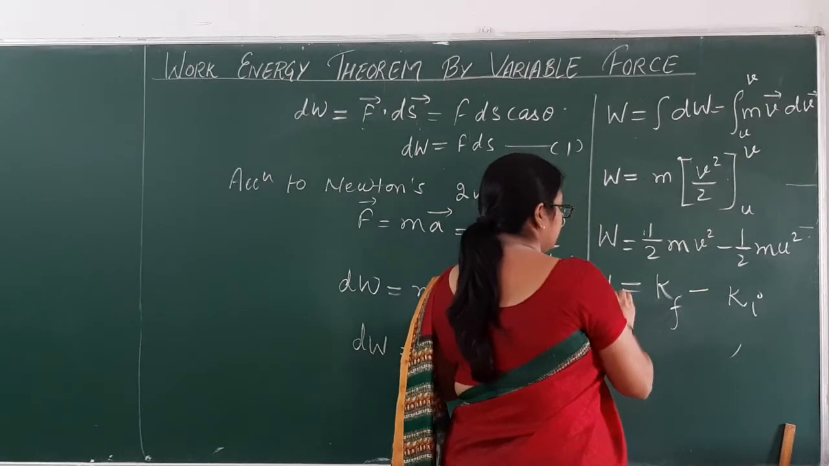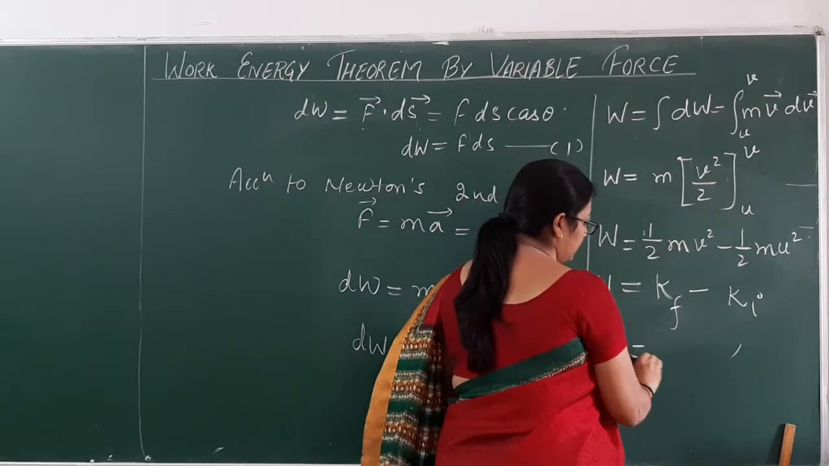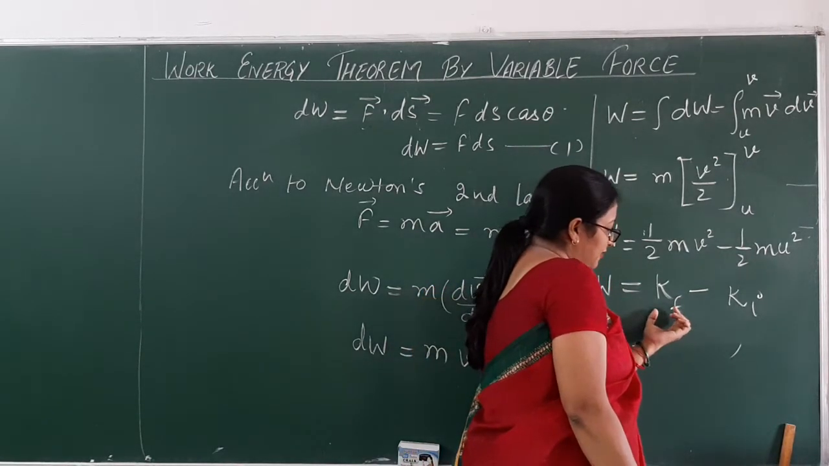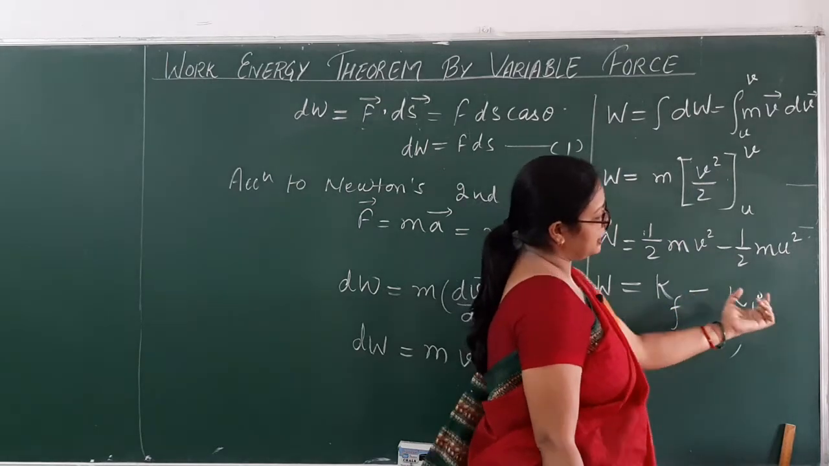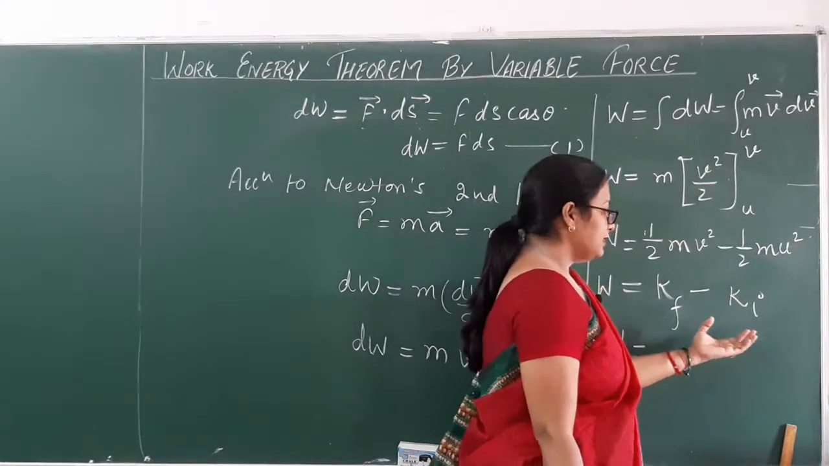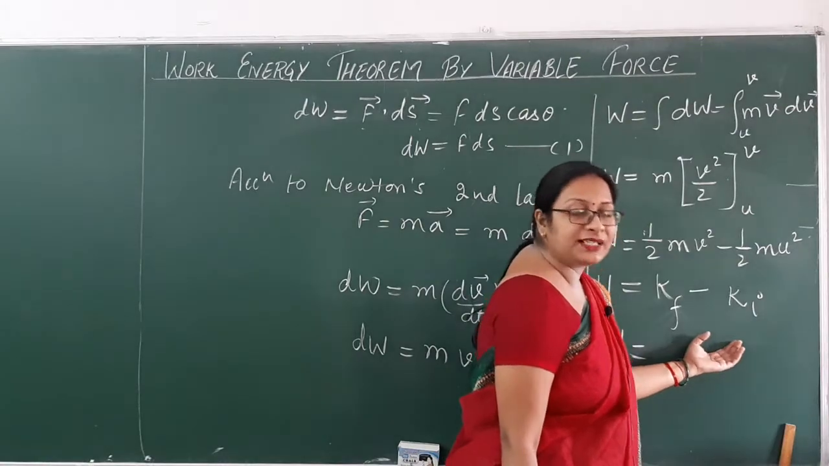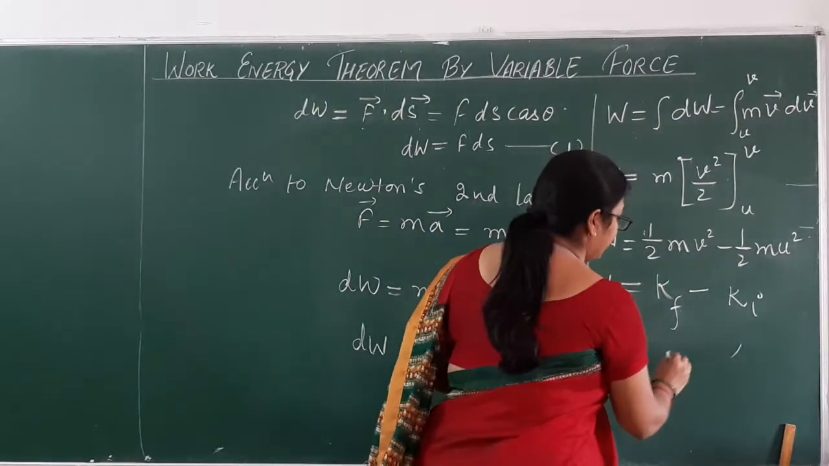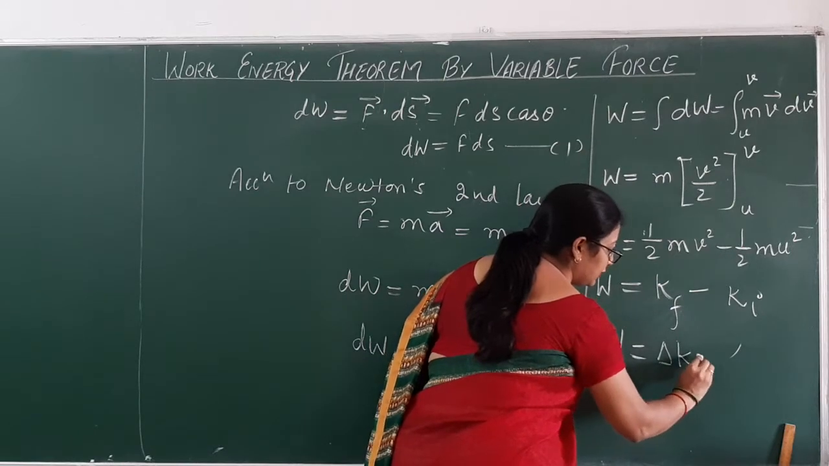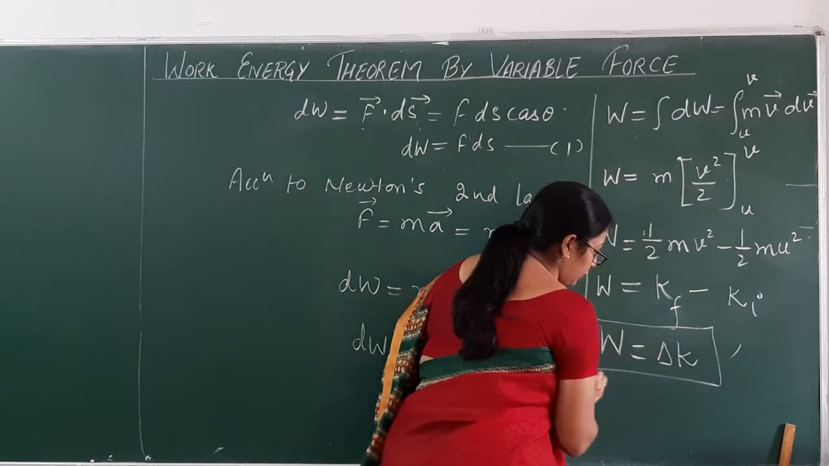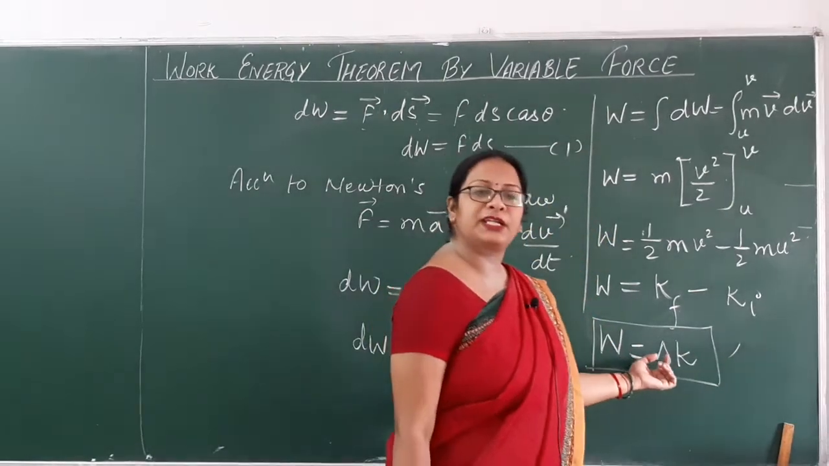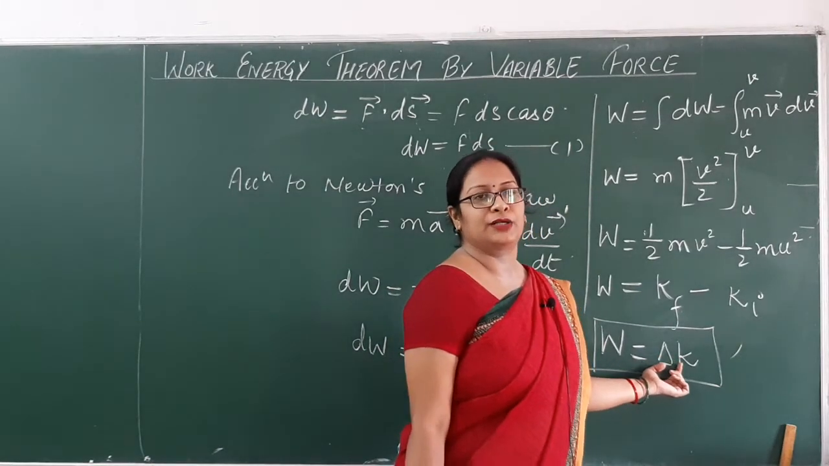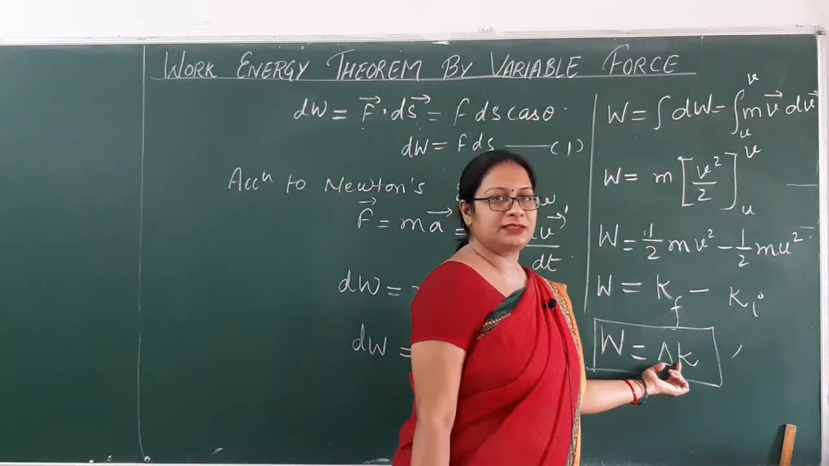Okay children, so this is the final kinetic energy minus the initial kinetic energy, which means it is the change in kinetic energy. Okay, so this is the work energy theorem: the amount of work done by the net force is equal to the change produced in the kinetic energy of the body. Okay children, thank you.